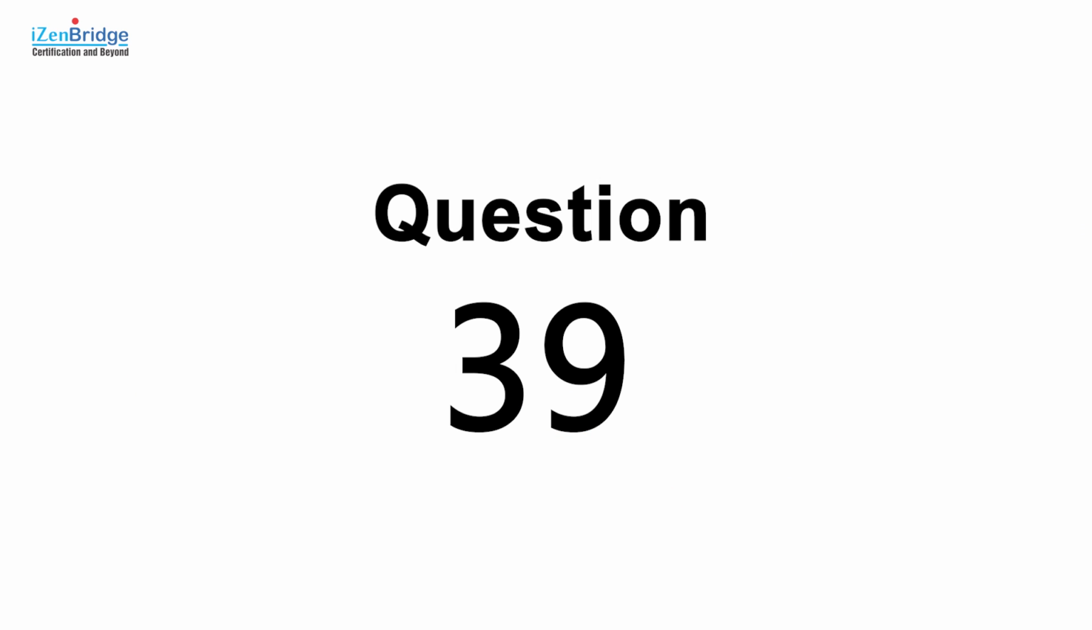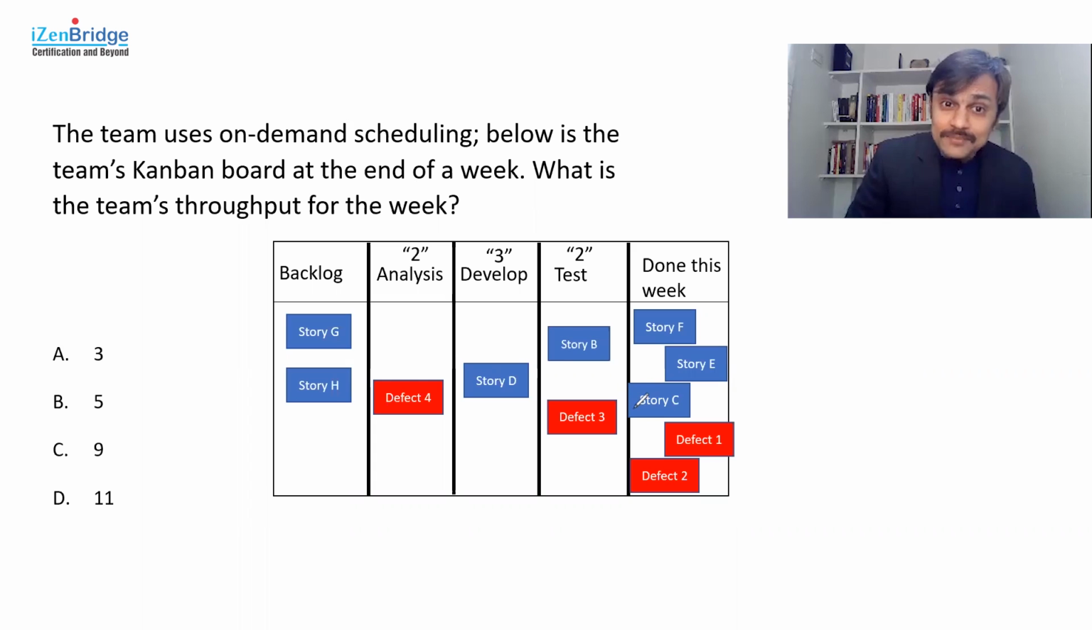Question 39. The team uses on-demand scheduling. Below is the team's Kanban board at the end of a week. What is the team's throughput for the week? If you recall, there was predictive scheduling, there was iterative scheduling, and there was on-demand scheduling. These are the 3 things which we discussed when we were talking about project schedule management, and that's the key thing communicated in the PMI manual as well about the scheduling space. So here the question is about on-demand scheduling.